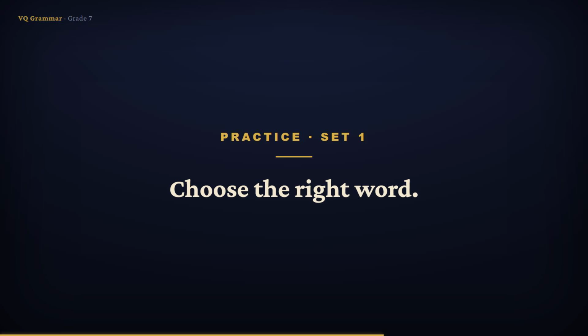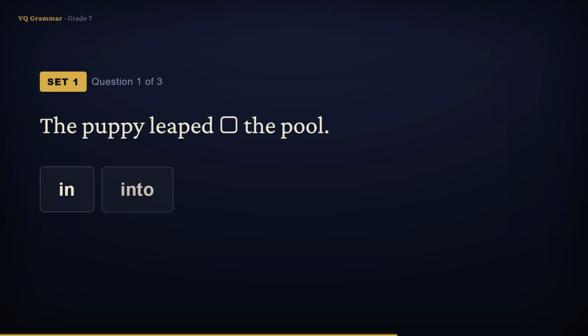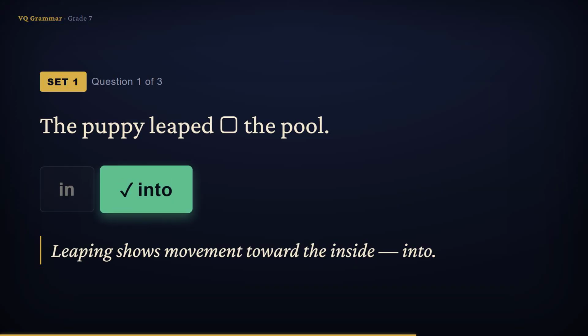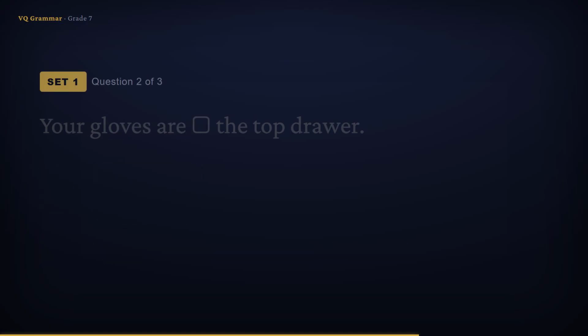In this first set, read each sentence and choose the word that matches the meaning. Pause the video and try each one on your own before I reveal the answer. The puppy leaped blank the pool. Do we want in or into? The puppy is moving, jumping from outside toward the inside of the pool. Movement inward means into, so the answer is into.